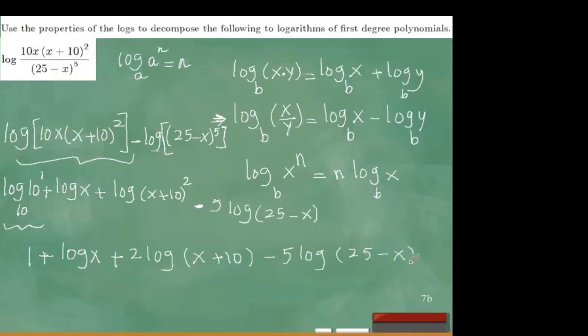Just to check, make sure that we're done with this, we're going to look at the arguments for each of these and make sure the argument is not a product, quotient, or power of something. x is not. x plus 10 is not a product, quotient, or power of anything. 25 minus x is not a product, quotient, or power of anything, so we can leave it alone. And that's as far as we can get with expanding this.